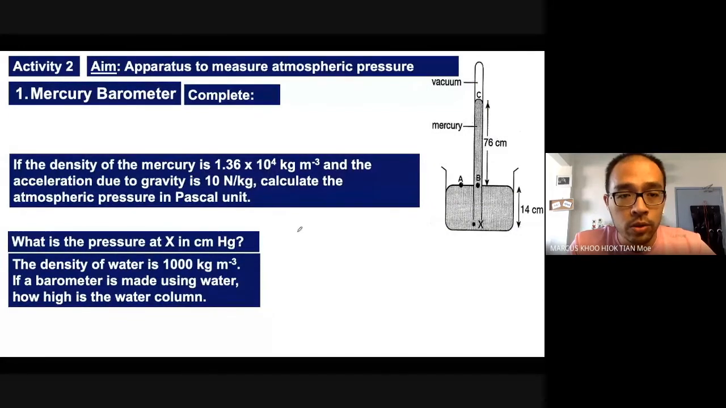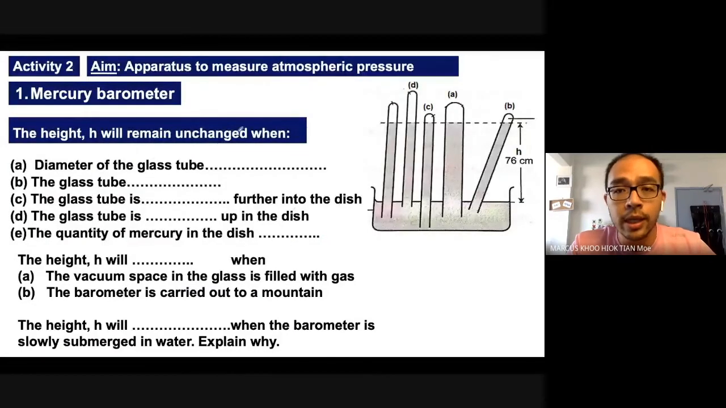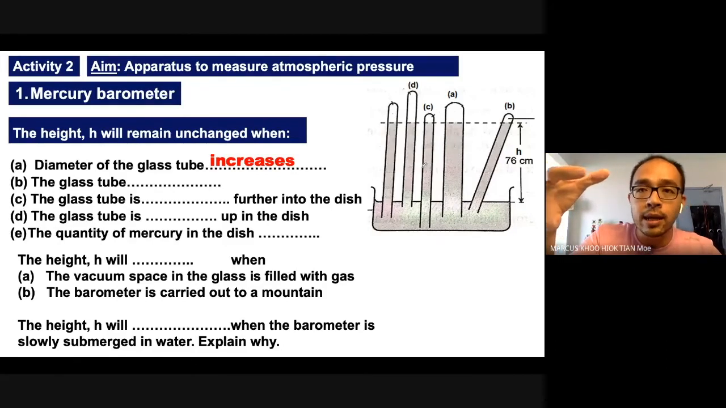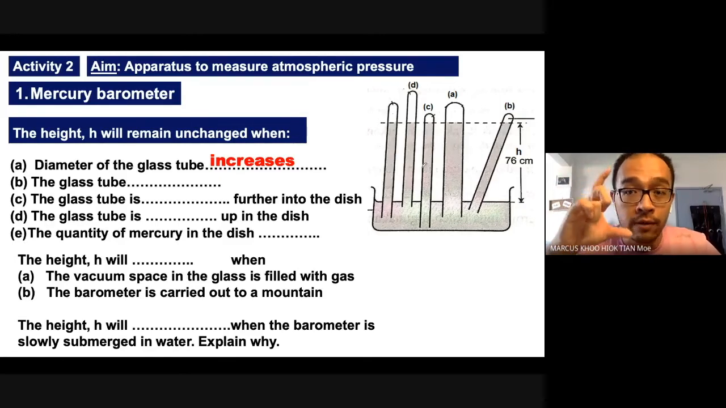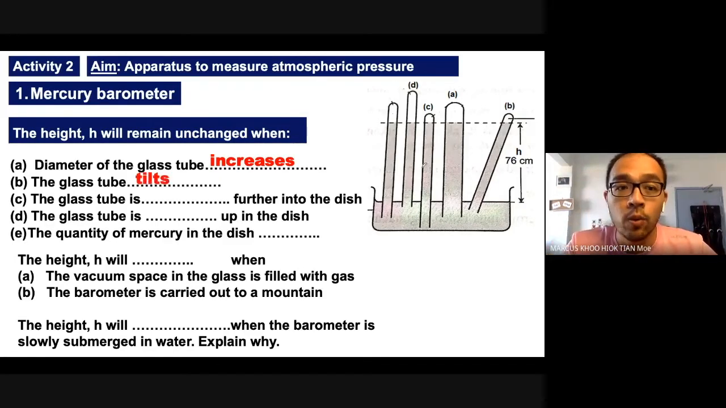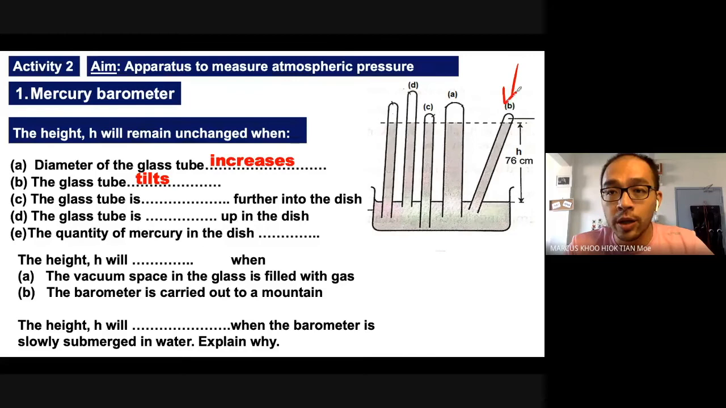I'm not going to do this first because this is a calculation question. I'll talk about this another day. But the height of H will remain unchanged when the diameter of the glass tube increases. Whether you use a thick glass tube or a thin glass tube, the H will still be the same. It will still be 76 centimeters. Maybe the vacuum over here will just be much smaller.